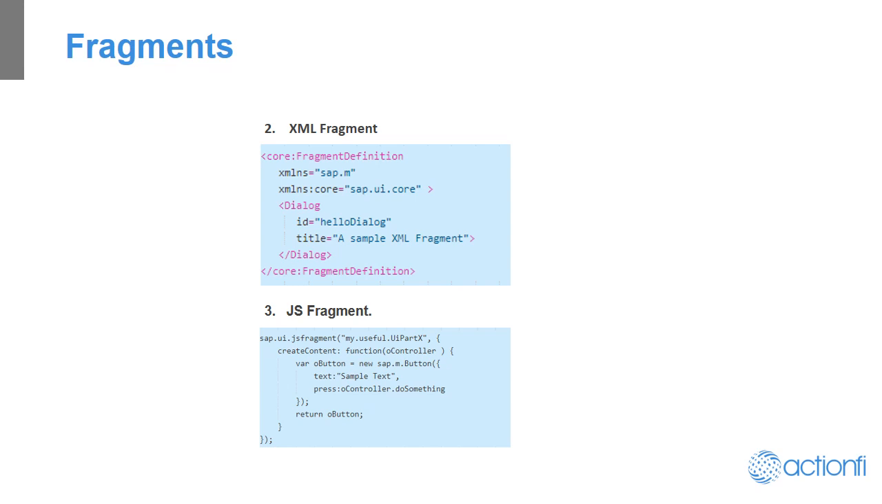JS fragment. The structure of JS fragment is similar to the structure of the respective view. They have a name and an object with a createContent function. The createContent function is responsible for the UI definition and has to return a control. The definition can be created either inline or in a separate file.